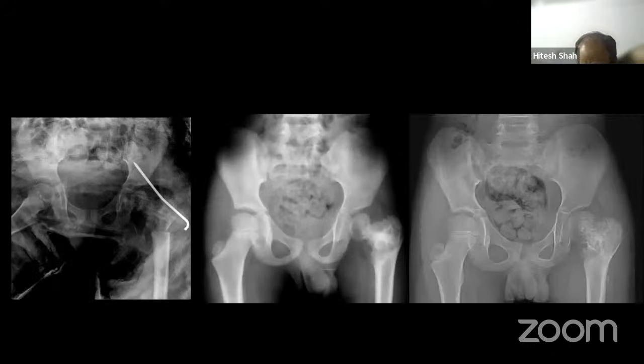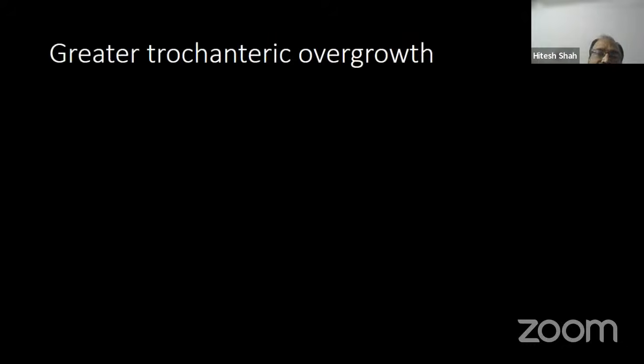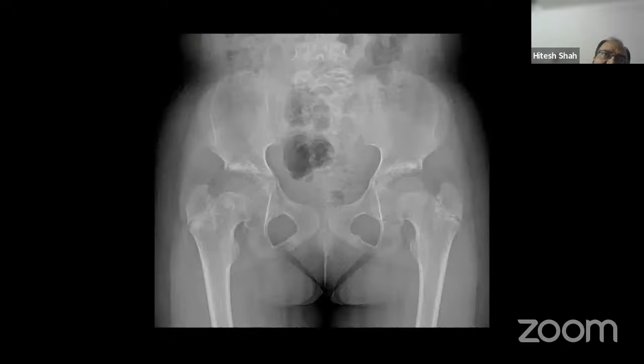So we have treated with the repeat osteotomy, and the child has reached skeletal maturity with a reasonable neck shaft angle. What should we do in the case of greater trochanteric overgrowth? Like this child with the TRPV4 mutation with spondylometaphyseal dysplasia. The bilateral child has got a greater trochanteric overgrowth, where the greater trochanter grows normally, but proximal femur growth does not work at the pace of the greater trochanter.